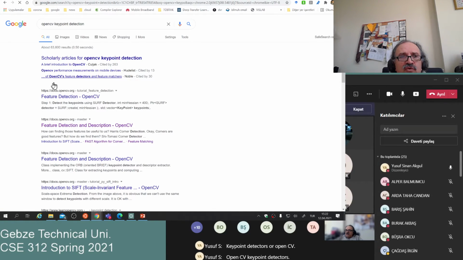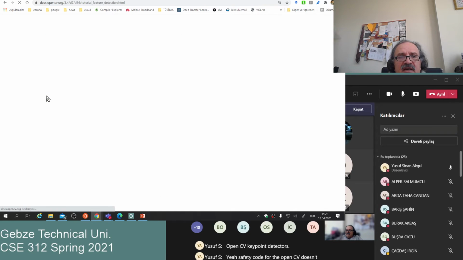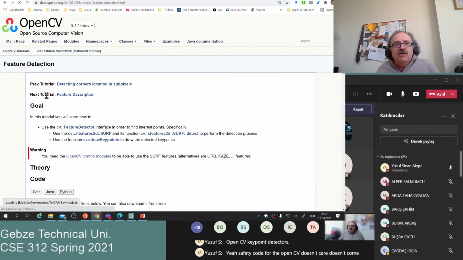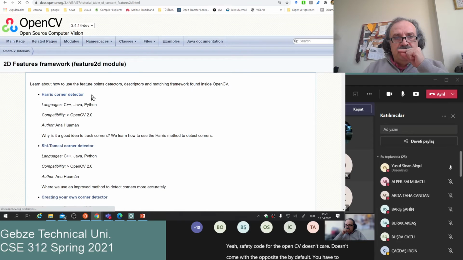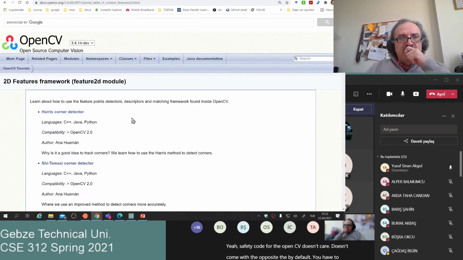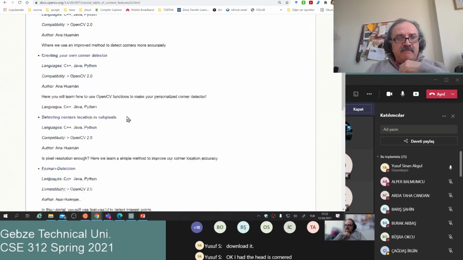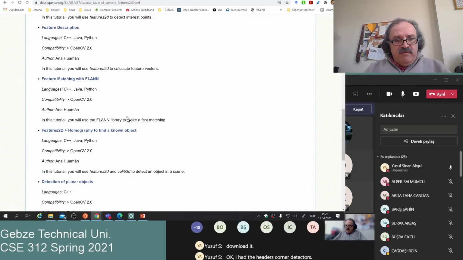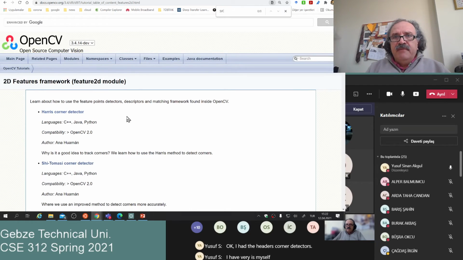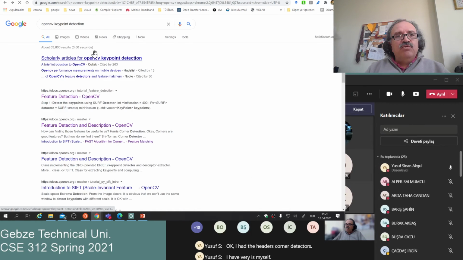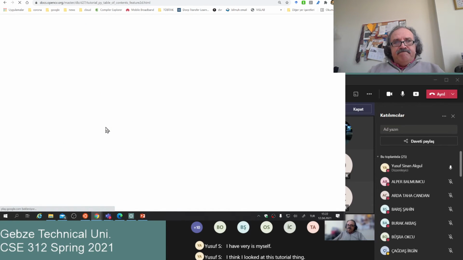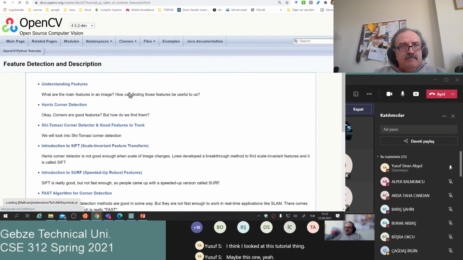SIFT code for OpenCV doesn't come with OpenCV by default. You have to download it. Okay, I have the Harris corner detector. Where is my SIFT? I think I looked at this tutorial thing. Maybe this one, yeah.